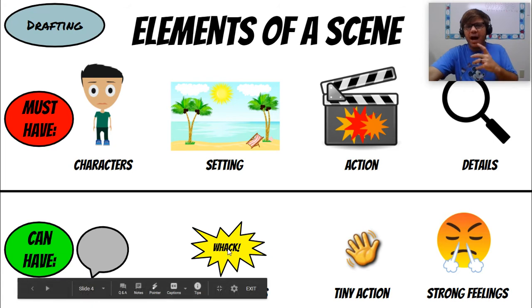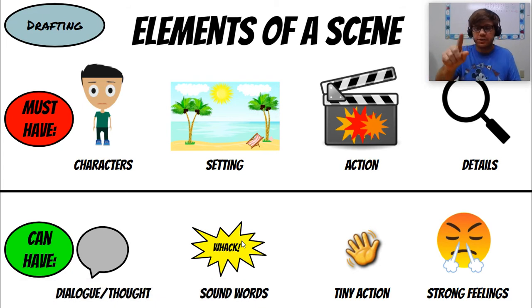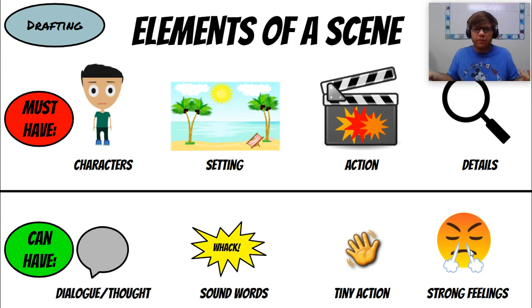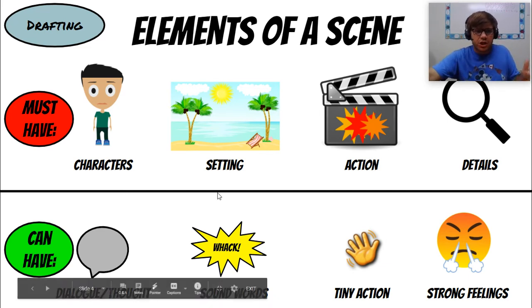Bang! Ow! His mom yelled. Joe sprinted into the kitchen. His mom was holding her ankle. Here's tiny action. Joe rested his hand on the kitchen table. Mom, what happened? His mom started crying. Ow! My ankle hurts so bad. Strong feelings, right? So we started with Joe was in the house, and then just by adding each one of these elements, we've come up with quite a story.